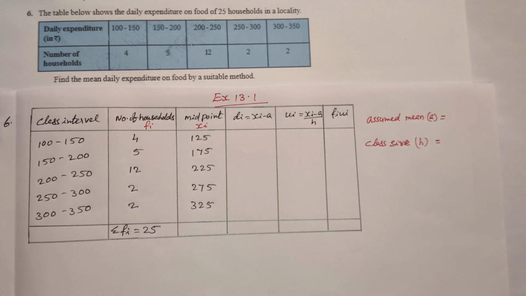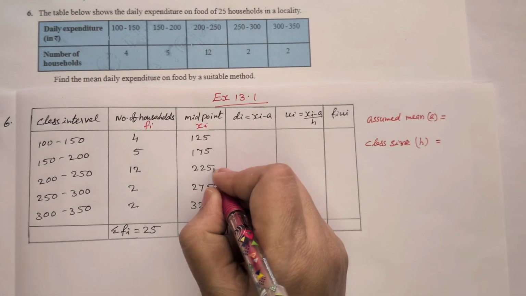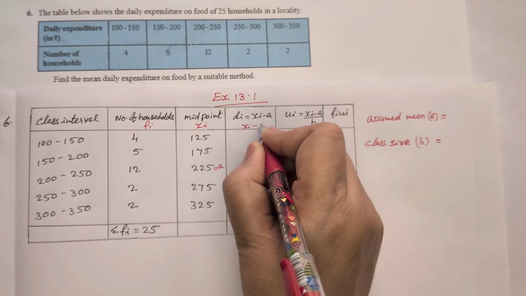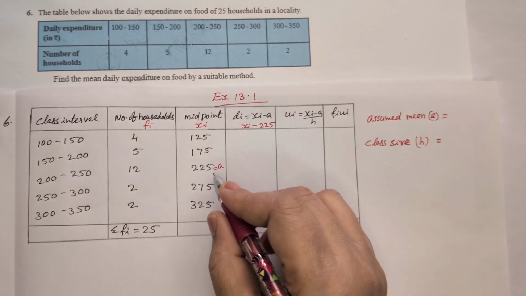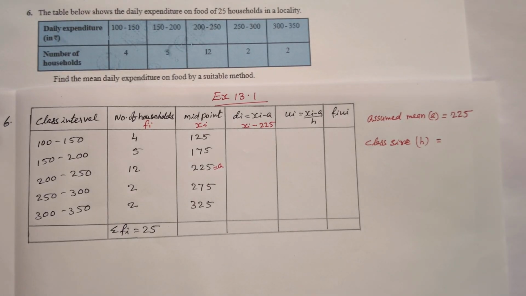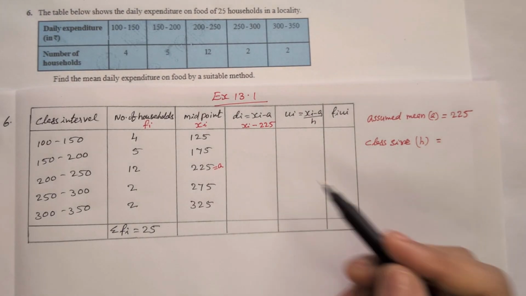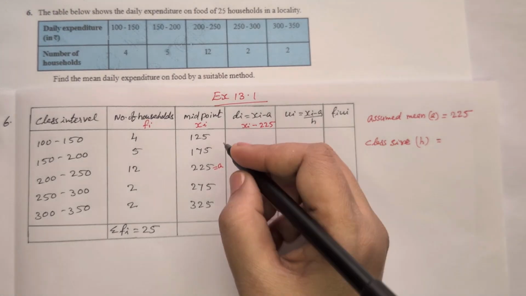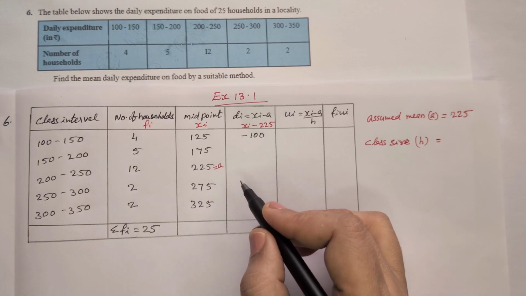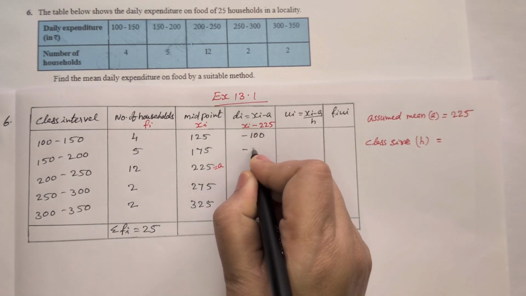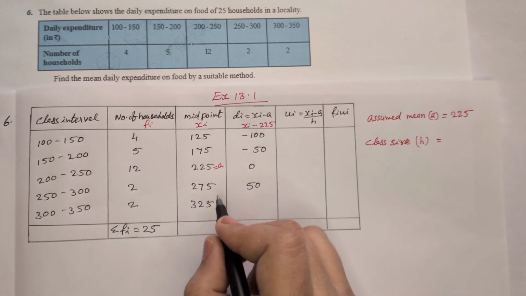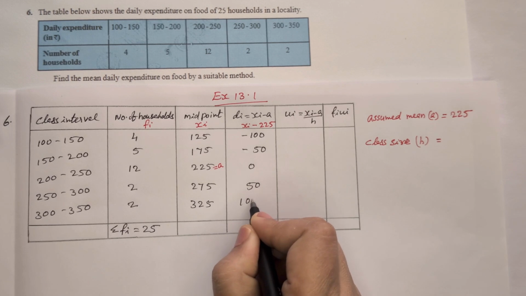It's the midpoint. Now we can choose one as the middle one as A. So here Xi minus 225, assumed mean A is equal to 225. Now 125 minus 225, that is coming here minus 100. 175 minus 225, that is minus 50. Here 0, 50. 325 minus 225, 100.